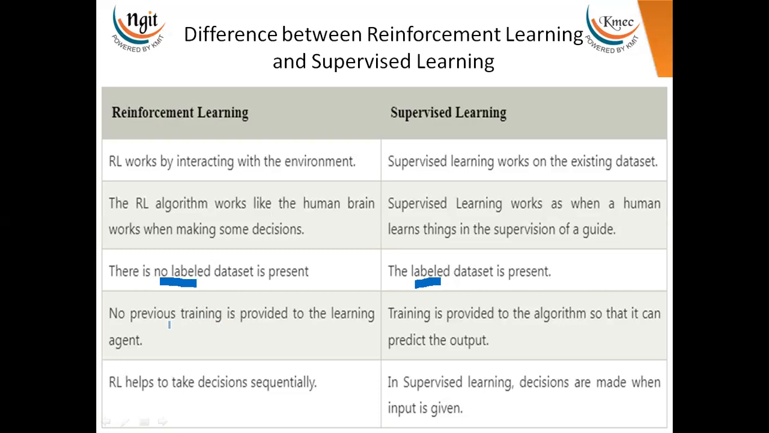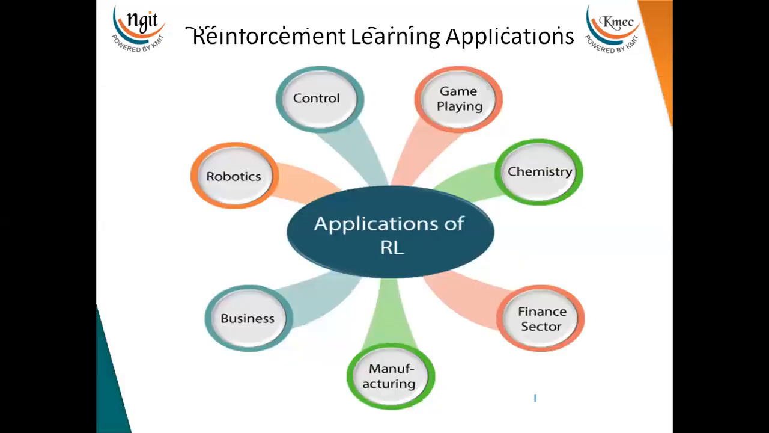Now, in reinforcement learning, there is no specific training and testing phase. But in supervised learning, first training should be performed and then only testing can be performed. Now, reinforcement learning helps you to take decisions sequentially. There is a chain of actions, a chain of decisions you are taking. But in supervised learning, decision means what? The prediction that will be done during the prediction phase. Means when the training and testing is over, then you will go for making the decision based on the predicted value. So this is the difference between reinforcement learning and supervised learning.